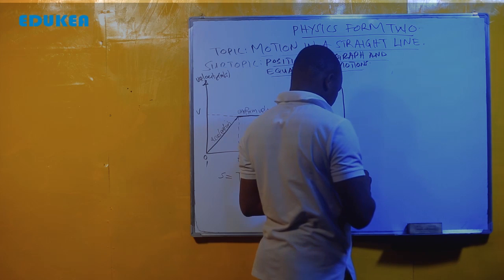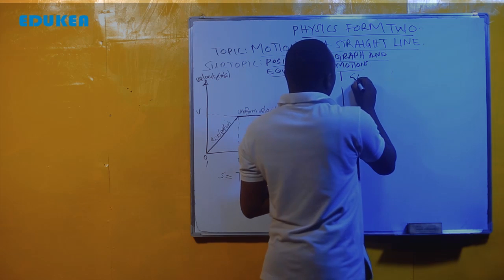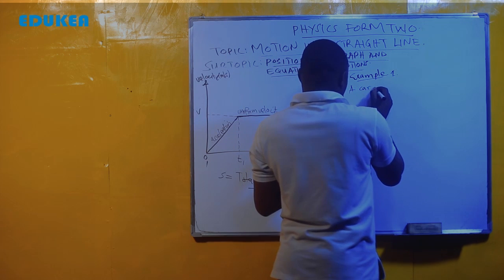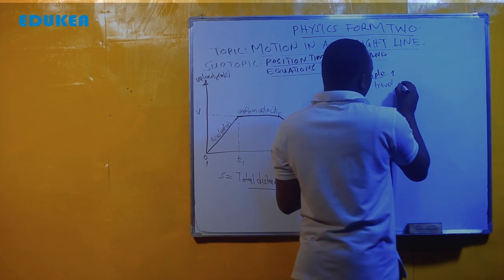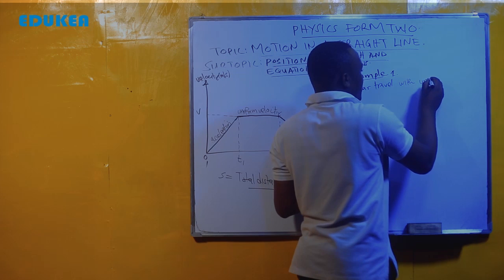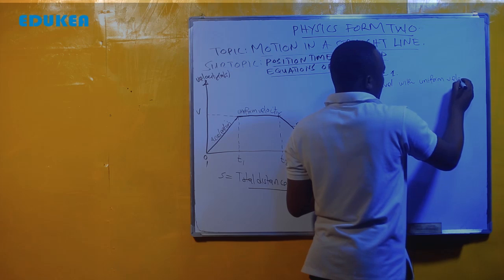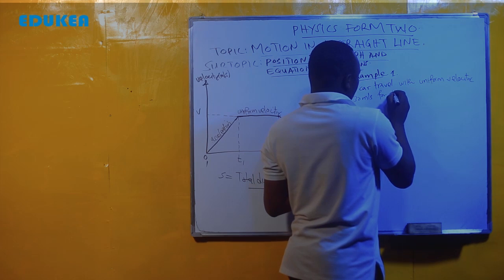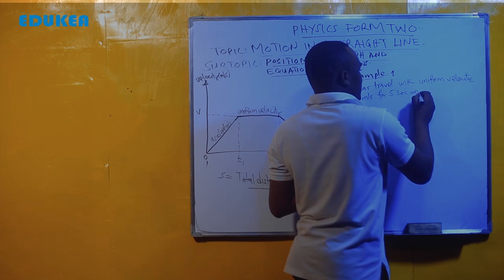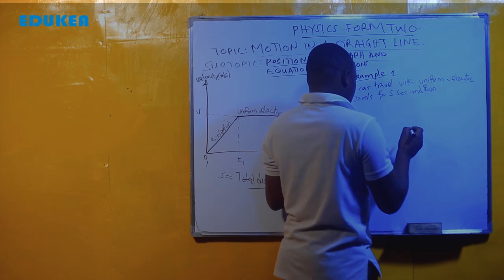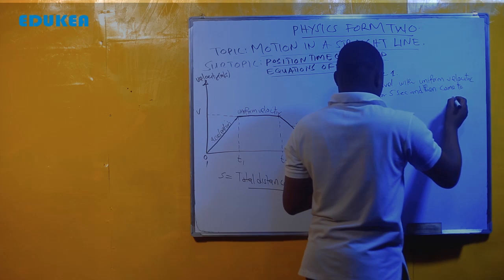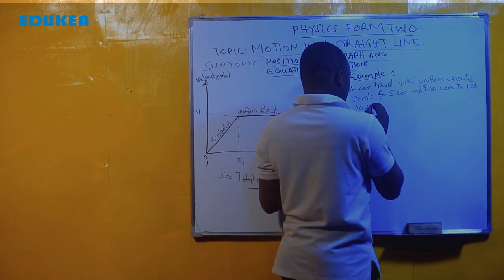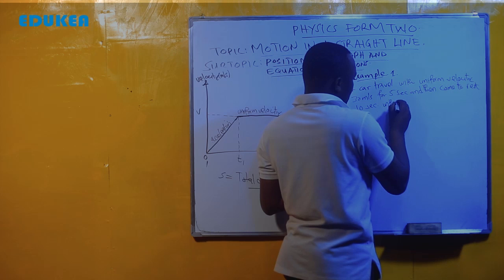Now let's look at some examples. Example 1: a car travels with uniform velocity, which is 30 meters per second, for 5 seconds, and then comes to rest in 10 seconds with uniform acceleration.